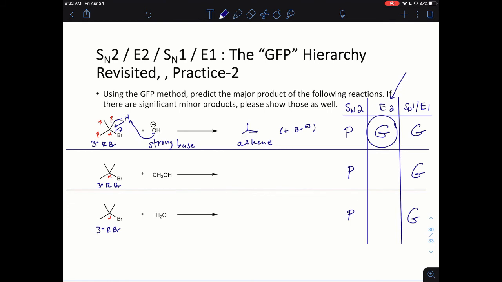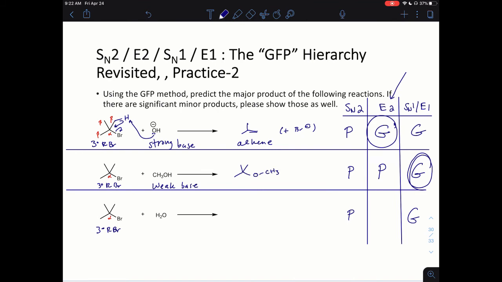So let's look at the next example. The next example has methanol. Methanol is a weak base. It is the conjugate base of a protonated alcohol, which is a strong acid, just like hydronium. So this is a weak base, and this will have a poor rate of E2. So in that case, we're going to see SN1/E1. The substitution product will look like this.